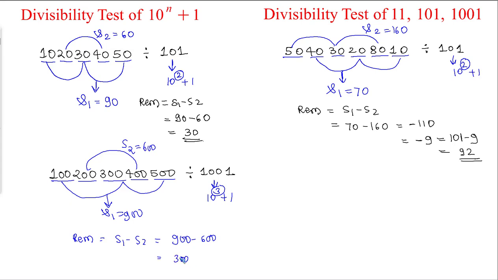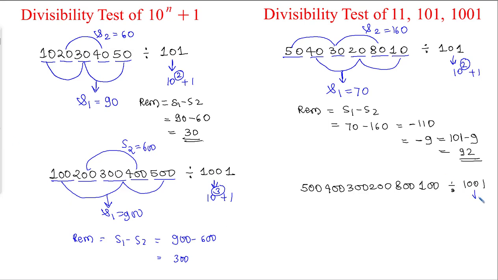Okay everyone, let's take another example. Now let's say the number is 500, 400, 300, 200, 800, 200, 800 and 100. Let's divide this 12 digit number by 1001 and find the remainder.